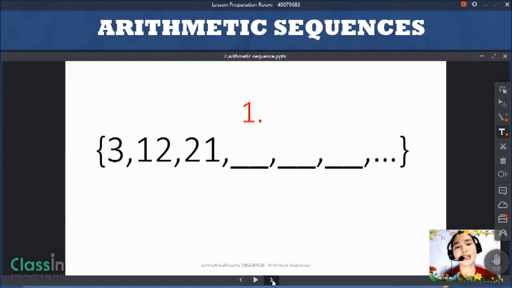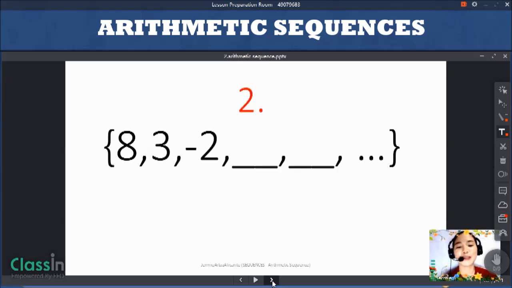We have 3, 12, 21, and so on. What are the missing terms? Write down your answers. Time's up. The answers are 30, 39, and 48. Now let's go to number 2.